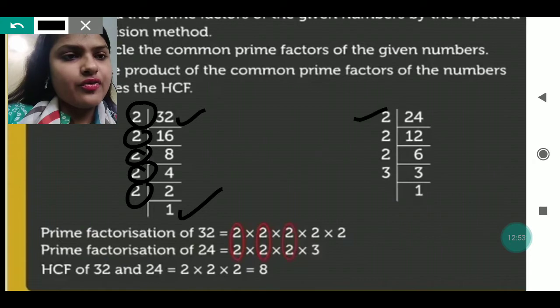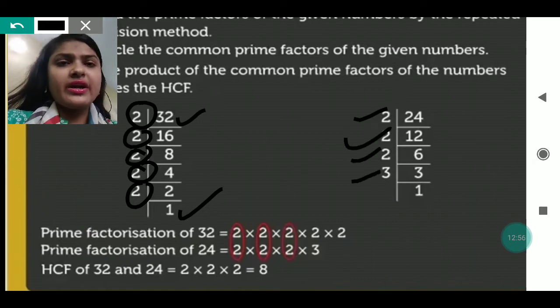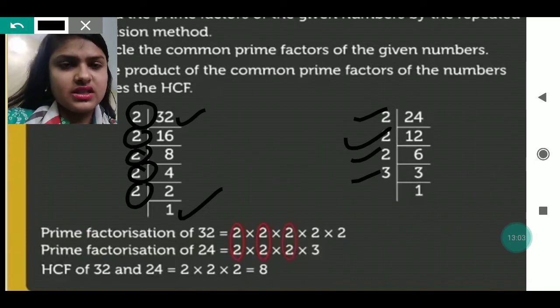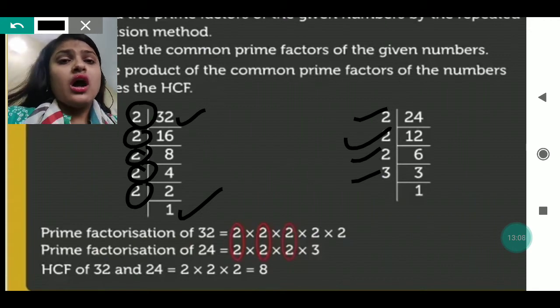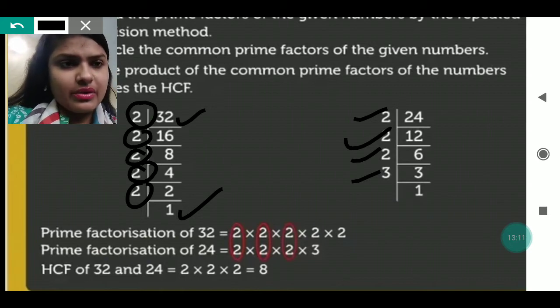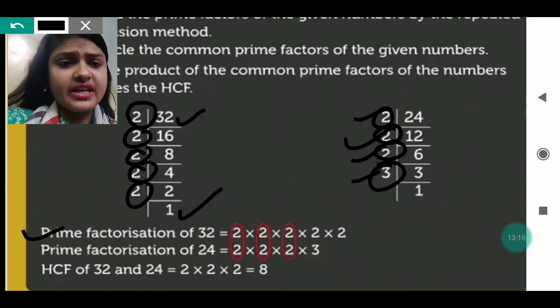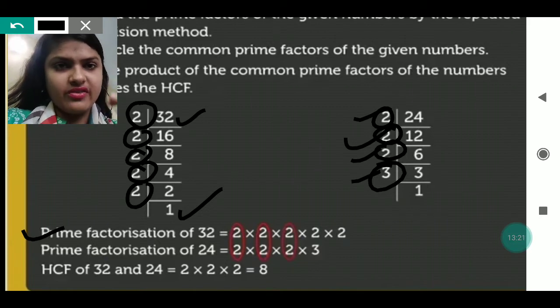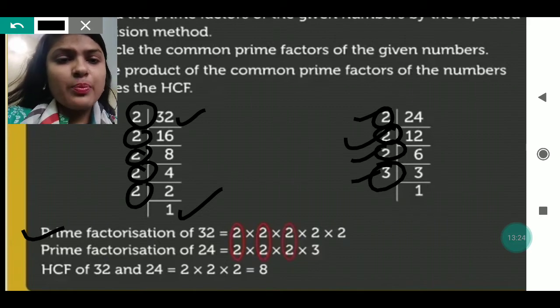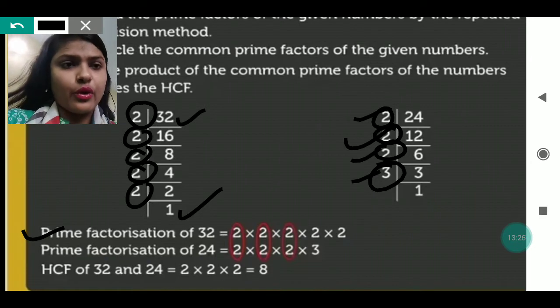In the same way 24 I have also done. 24 I have divided by 2, I have got 12. Then 12 by 2, I have got 6. Then 6 by 2, I have got 3. And then 3 by 3, I have got 1. Now we have to write all these numbers separately. Like prime factorization of 32 is 2 into 2 into 2 into 2 into 2. The number of times you have divided by 2, that you have to write. Now prime factorization of 24 is 2 into 2 into 2 into 3. So this is the prime factorization.